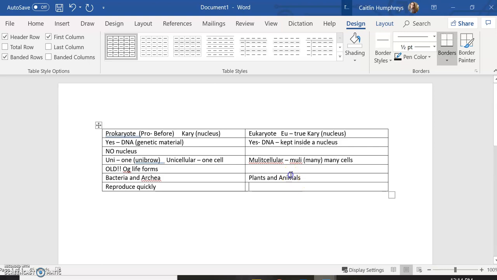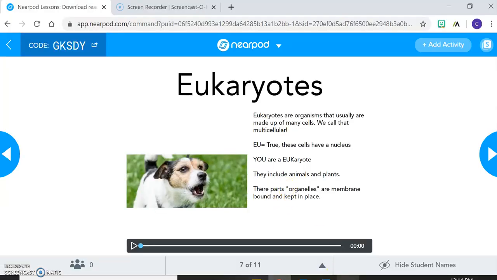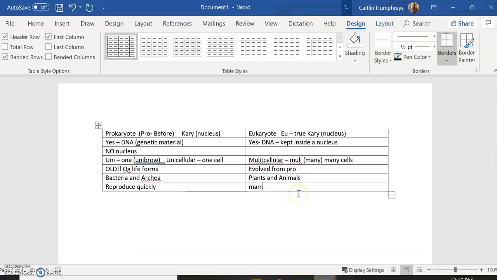So we are going to go ahead and add that they evolved from prokaryotes, and you'll see me constantly abbreviate this to pro, prokaryotes, euk, eukaryotes. And we just discussed that they have membrane-bound organelles.